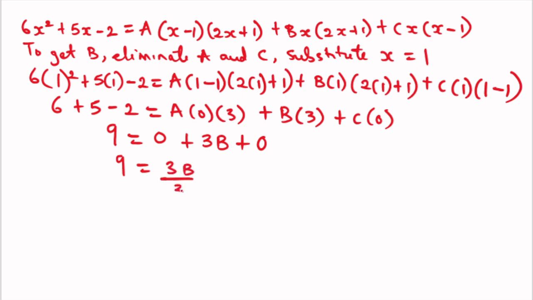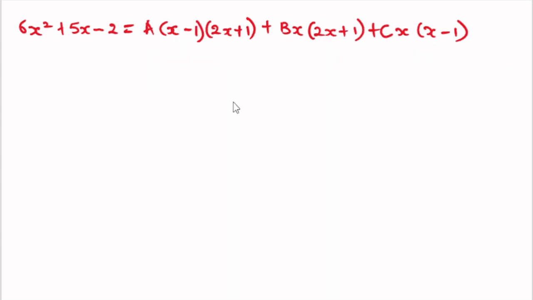So when we divide both sides by 3, 3 in 3, 3 in 9, we have 3 equals b. So therefore, our b is equal to 3. I've gotten the value of a and now b. We move forward to get the value of c. So we're working with the same expression here.